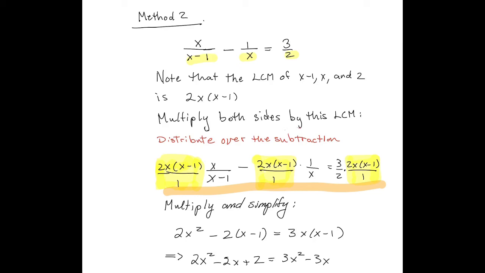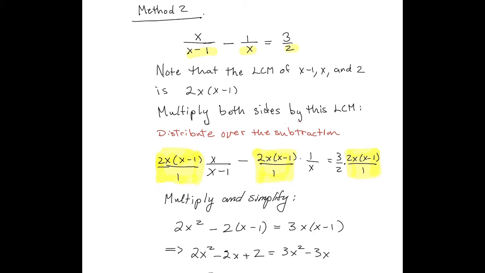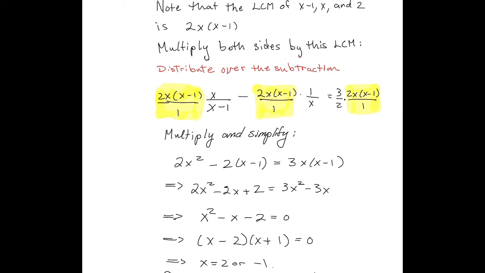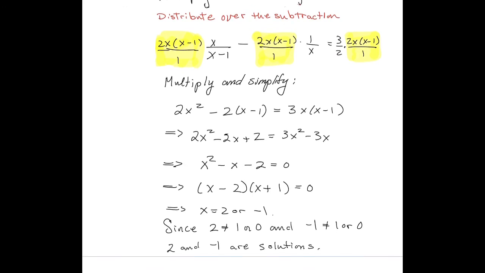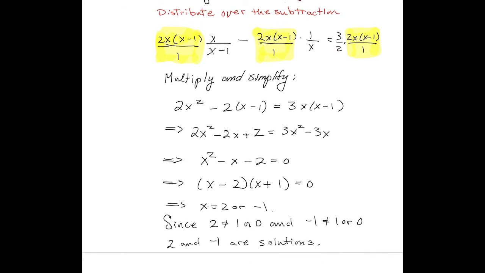I've highlighted the least common multiple multiplication process. When we multiply in the first fraction, the x minus 1 cancels. In the second fraction, the x will cancel, and in the third fraction, the 2 will cancel. So what we're left with on the first fraction is 2x squared. The second fraction, 2 times x minus 1. And on the right-hand side, 3x times x minus 1. This is an expression without fractions that will look familiar from what we had before.